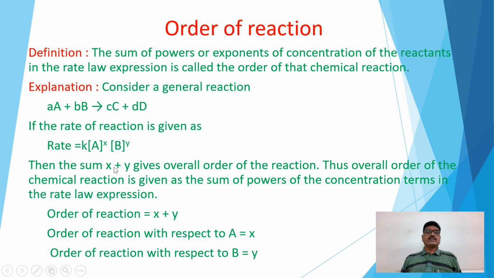The sum of powers or the exponents of the concentration term, that is X plus Y, gives overall order of the reaction. Thus, overall order of the chemical reaction is given as sum of powers of the concentration terms in the rate law expression. So this is very simple aspect. So when the rate law expression or rate law equation is given, just simply the sum of the powers or the exponents of the concentration terms in the rate law expression gives the order of reaction.